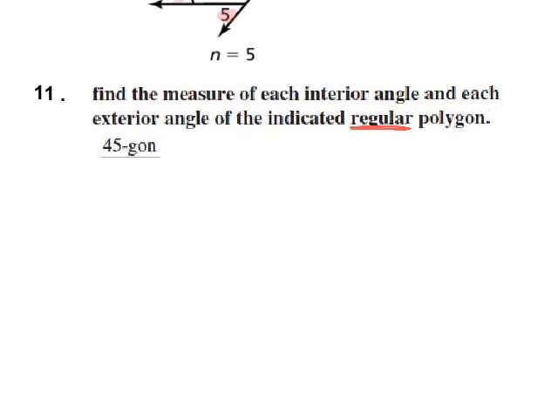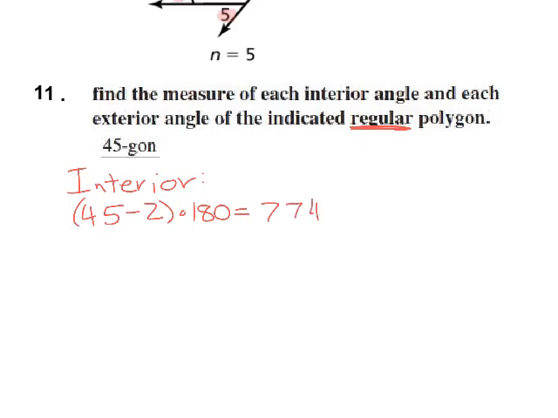So what do you think I need to find first? If I'm working on interior angles, what do I need to find first? Good. The sum of all the interior angles, which would mean we need to find the triangles that do that. So we have 45 sides, minus 2 would give me the number of triangles, times 180. Somebody have a calculator handy that could do that? What is it? 7,740? Okay, so that's the sum.